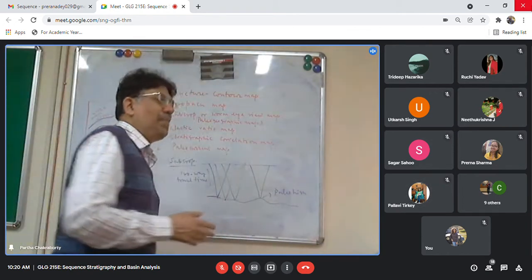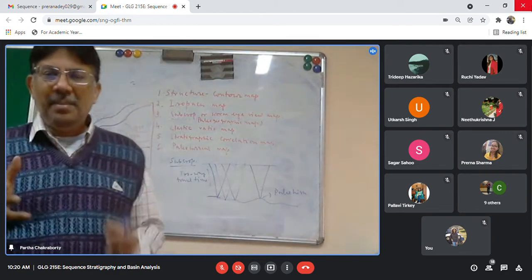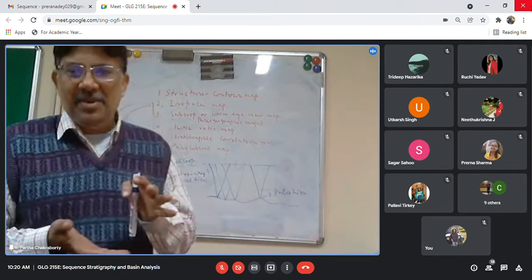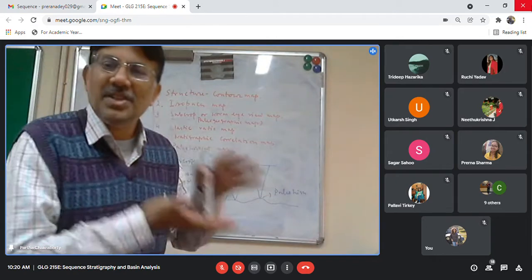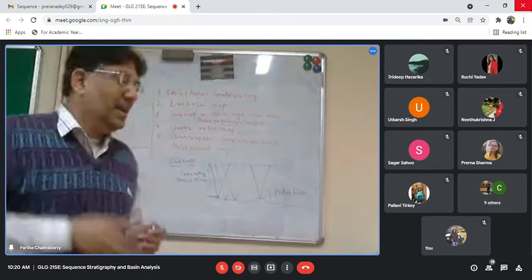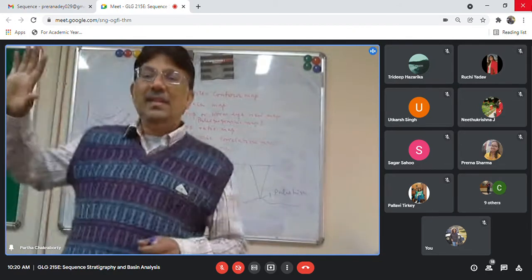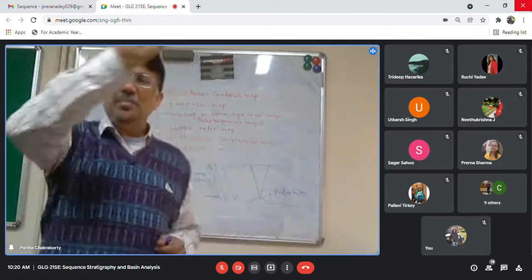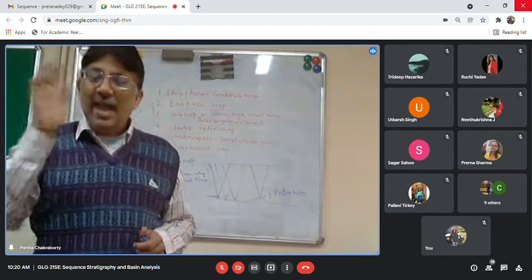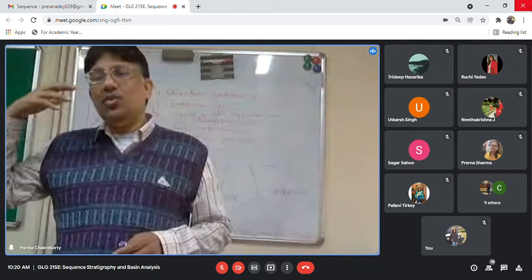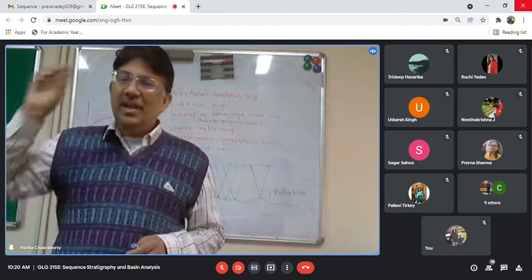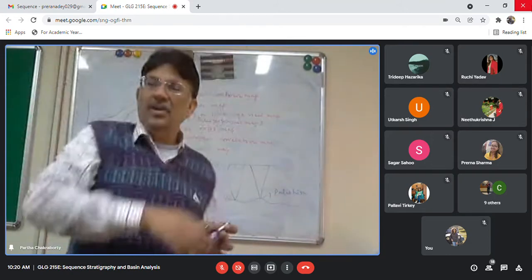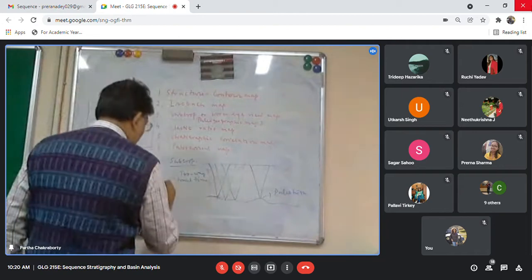Then we come to the isopach map. Now, what is an isopach map? An isopach map is the thickness map of a particular formation. What is the thickness of a particular formation, where do you get the maximum thickness and where do you get the minimum thickness? That gives you an idea which part was the deeper part of the basin and which was the shallower part of the basin.